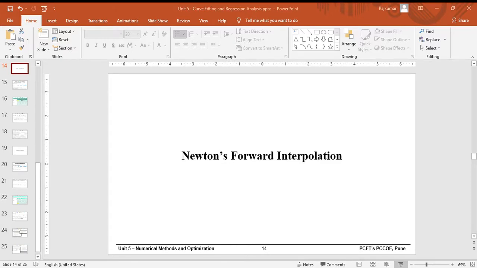While the first three terms give a parabolic interpolation. So yp is equal to y naught plus p del y naught plus p into p minus 1 upon 2 factorial del square y naught. So this will be your parabolic interpolation, and as you go on increasing the number of terms, then you will get the corresponding polynomial.